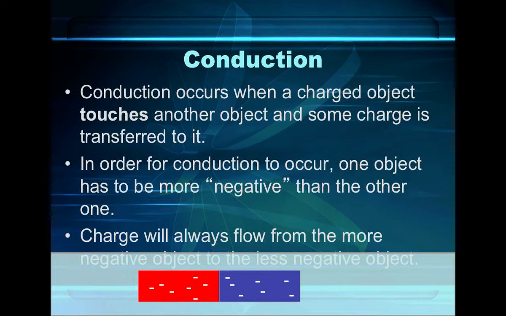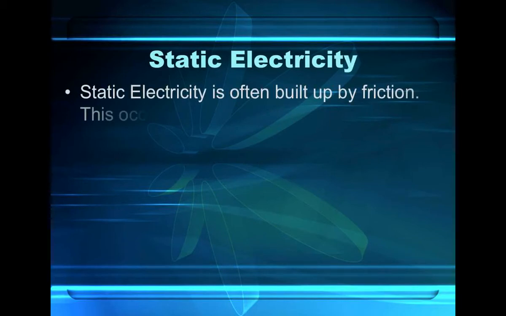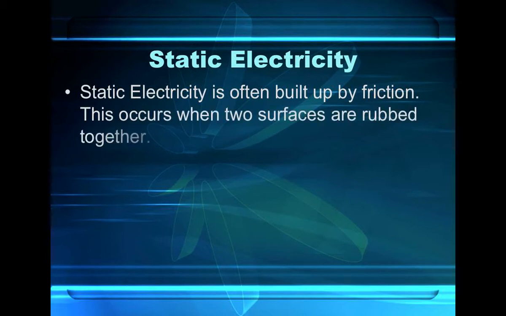This typically happens with conductors. If I take one metal and put it up to another metal, that's what we're talking about. However, we can have the conduction, or movement of charge through touch, not inside of a conductor as well, and that tends to build up static electricity. Static electricity, guys, is built up when two surfaces rub together. And most of the time, these two surfaces are not going to be conductors.